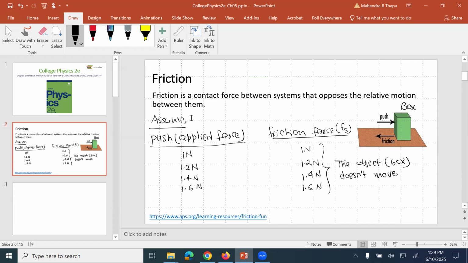Let's say I increase the force to 1.8 Newton. Then the situation is slightly different. It just begins to slide. So the important point is that this friction force, 1.8 Newton for example, is the maximum friction force. I will represent this by Fs max.